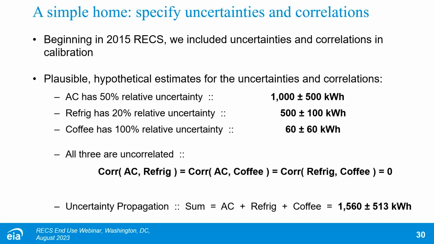But if we were dealing with, say, clothes washers and clothes dryers, you'd want to take that into account because let's say the reported usage was less than the true usage, that error would probably have the same sign as the clothes washer as the clothes dryer because it's the same respondent. So once we have these absolute uncertainties specified and the correlations, we can do our root sum square propagation, and we find that our expectation for this house is 1,560 plus or minus 513 kilowatt hours. And we find that measurement is within plus or minus, so that's good.